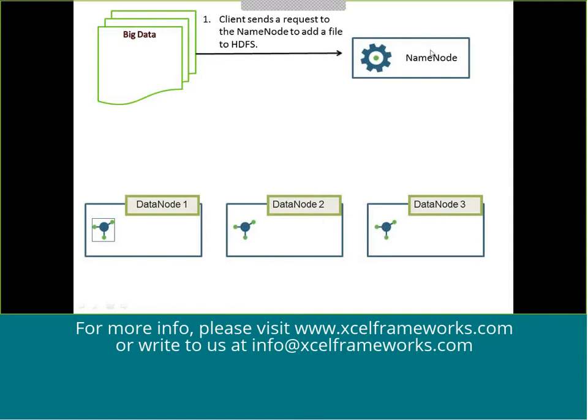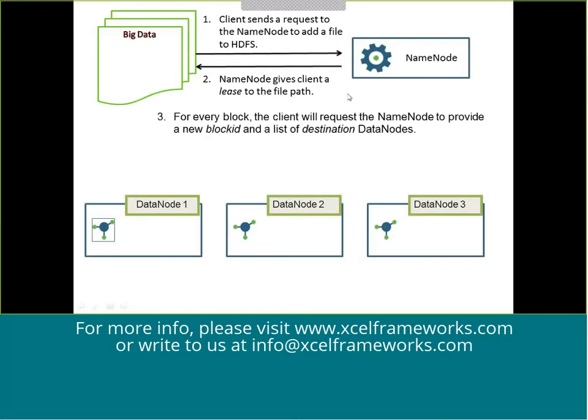Now, the name node at any point of time will have the latest status of what are all the data nodes available in the cluster. That is what it looks at. It gives the client a lease to the file path. Now, for every block, step 3, the client will request the name node to provide a new block ID and a list of destination nodes.